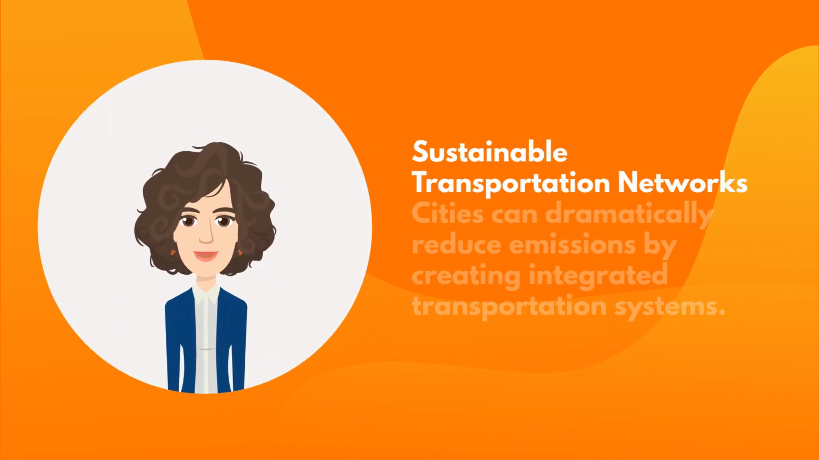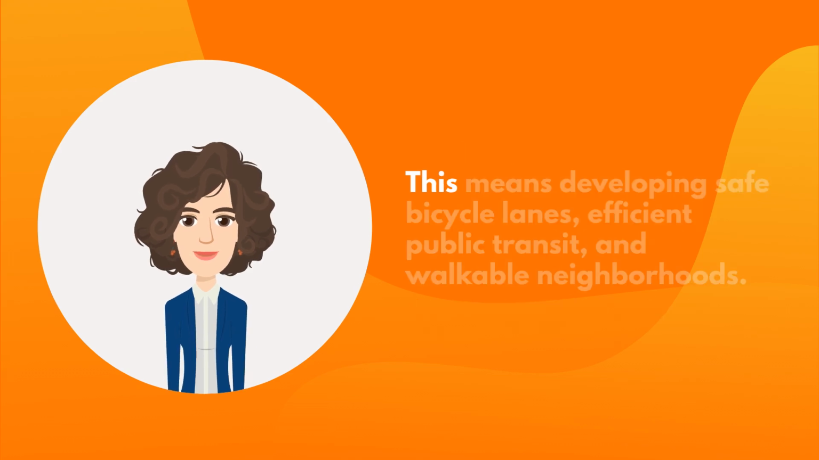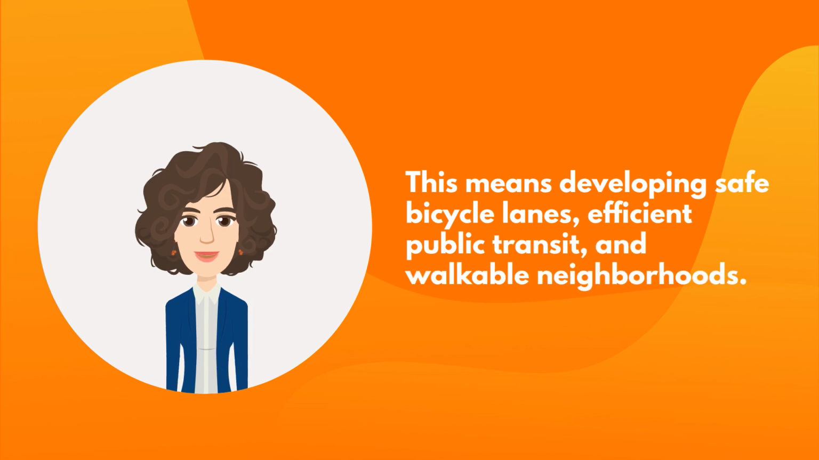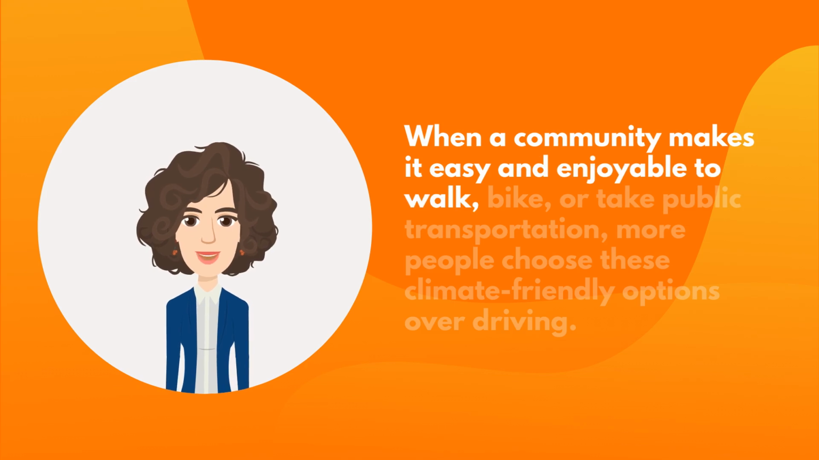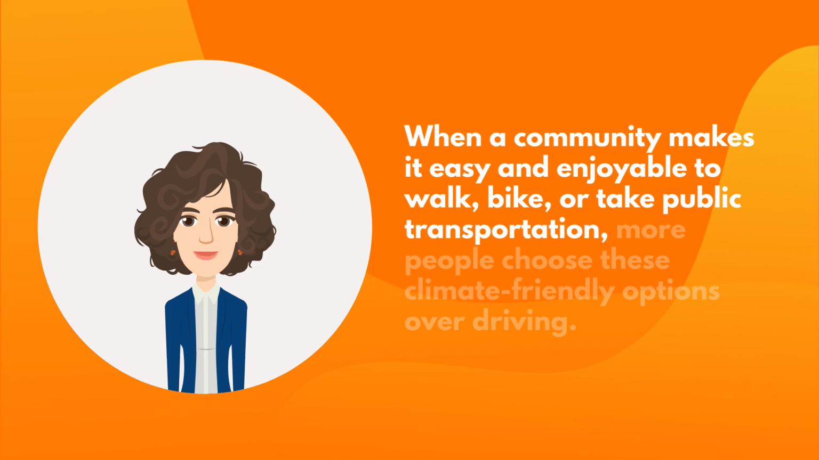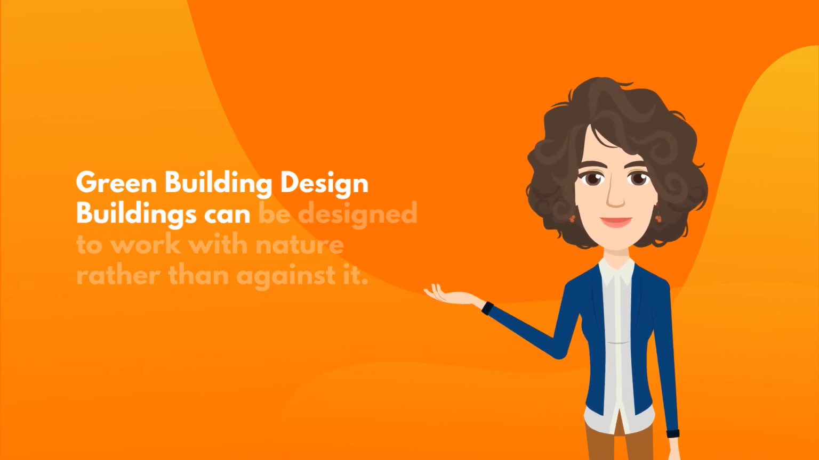Sustainable transportation networks. Cities can dramatically reduce emissions by creating integrated transportation systems. This means developing safe bicycle lanes, efficient public transit, and walkable neighborhoods. When a community makes it easy and enjoyable to walk, bike, or take public transportation, more people choose these climate-friendly options over driving.